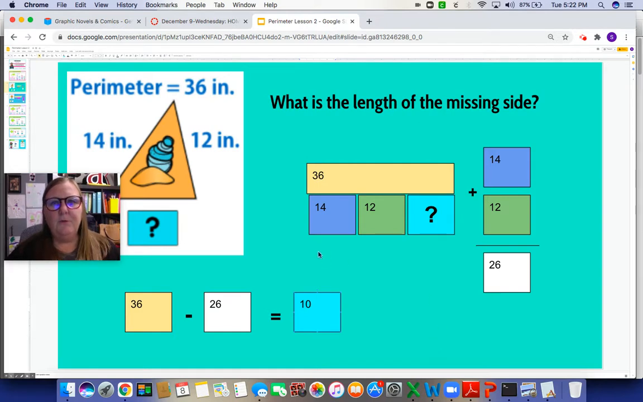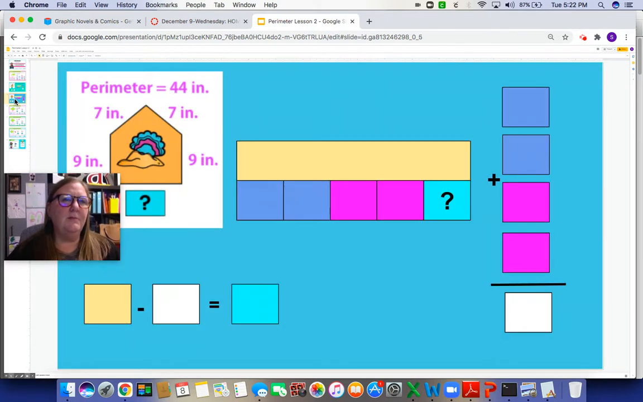I'm going to go through one more with you, and then you're going to do some practice on your own. So again, we have our strip diagram. We have our whole, and then we have part, part, part, part, part, because we have a 1, 2, 3, 4, 5-sided shape, which is called a pentagon. That's right.